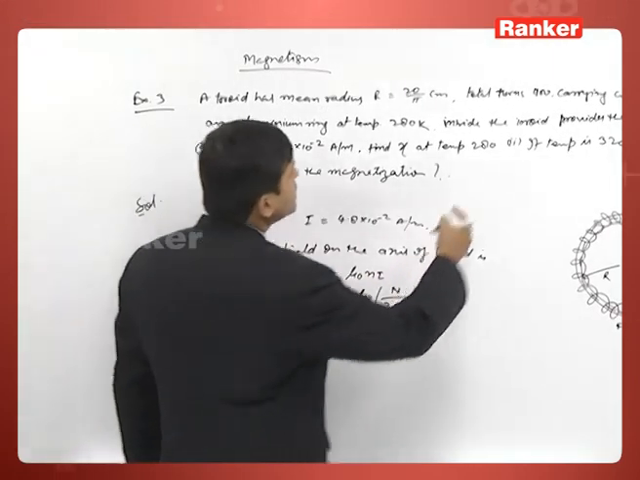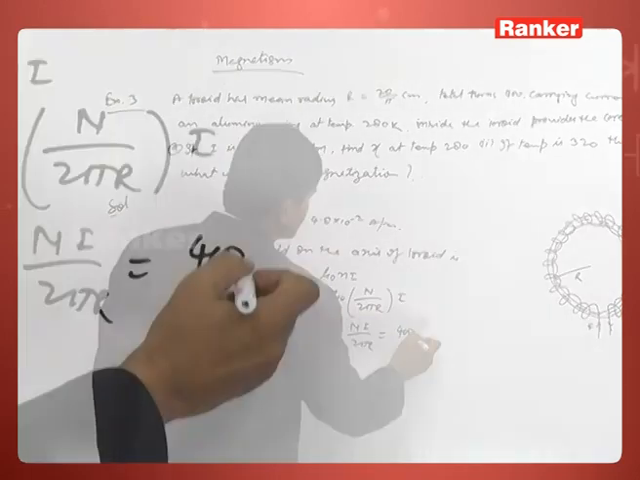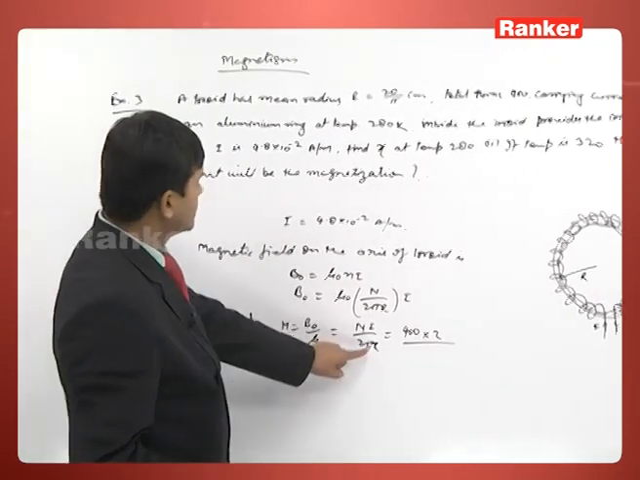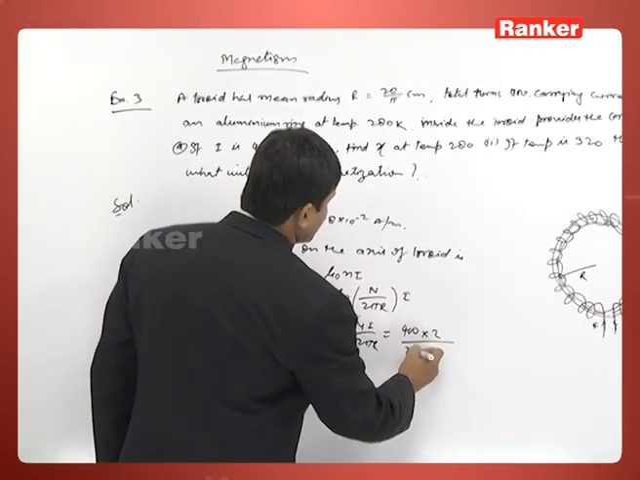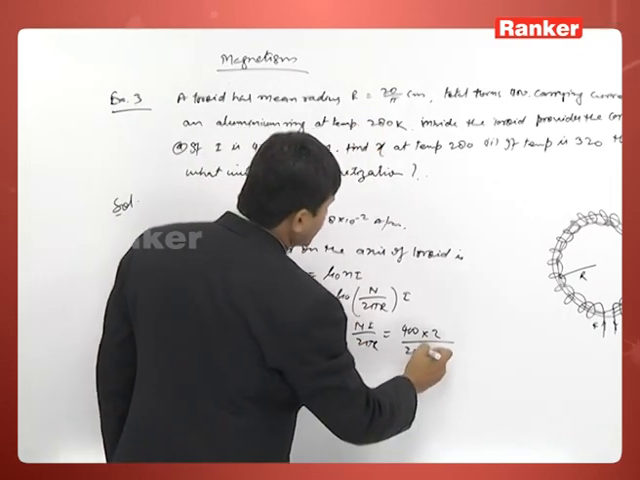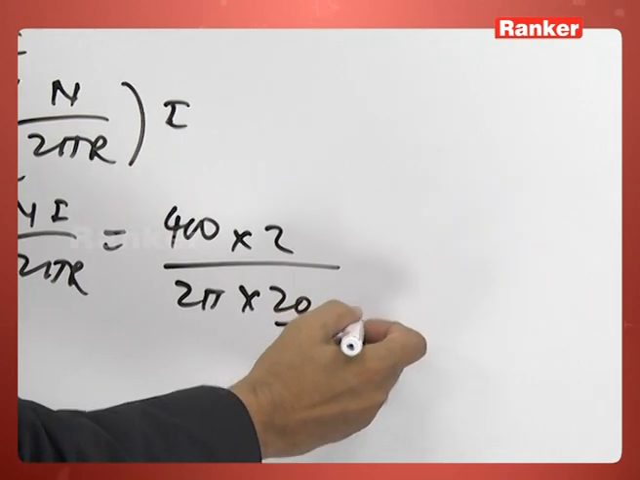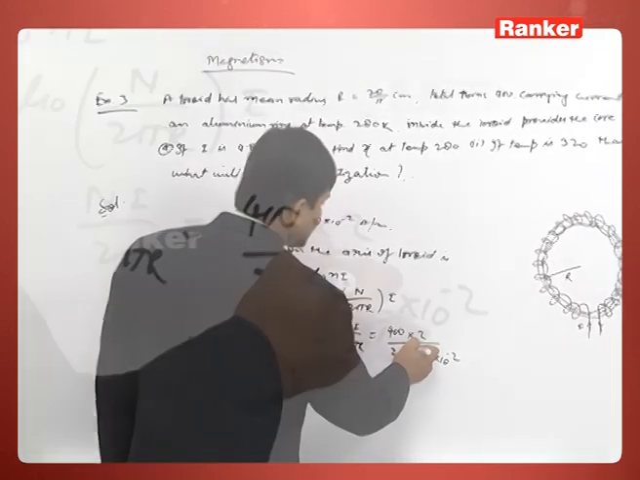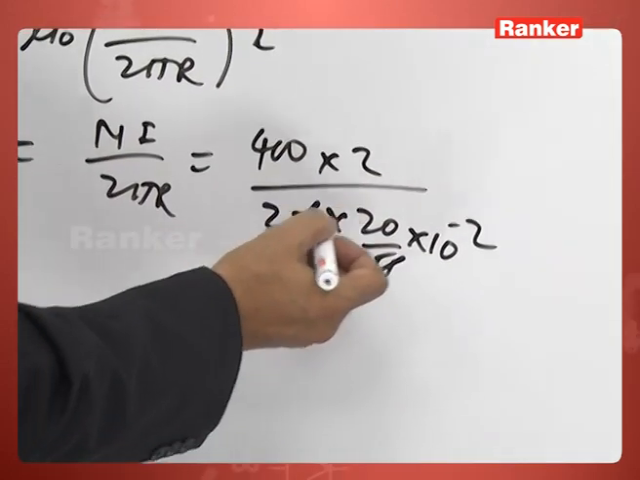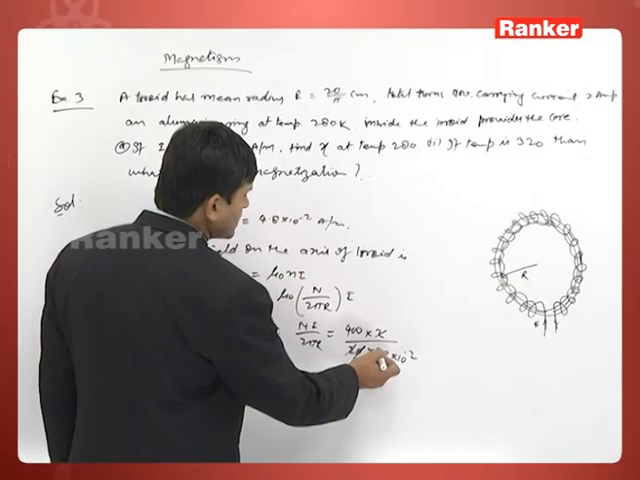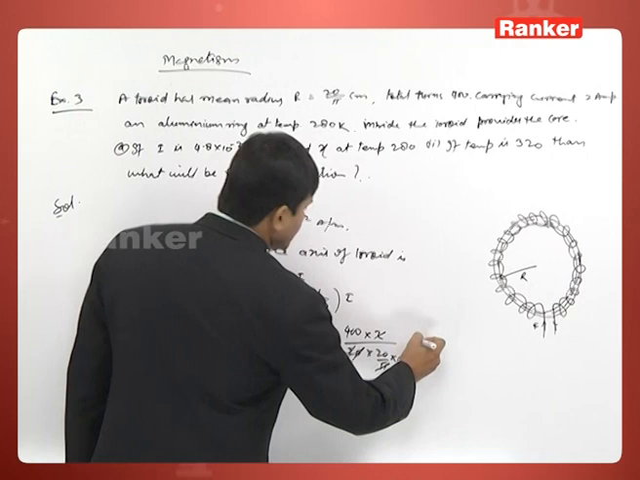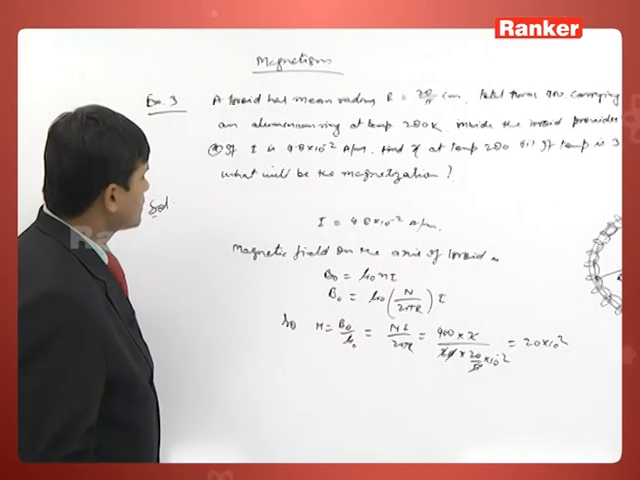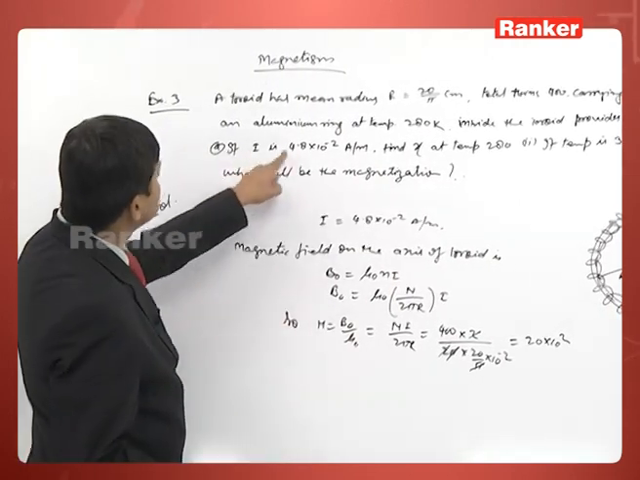So now check it. N value given here is 400. Current in the toroid is 2 ampere, and 2 pi r is 2 into pi, radius of toroid given 20 by pi in centimeter. So in meter it becomes 10 power minus 2. From here pi and pi cancel, 2 and 2 also cancel, 20 into 400, so this is 2 into 10 power 3. This is the value of H.